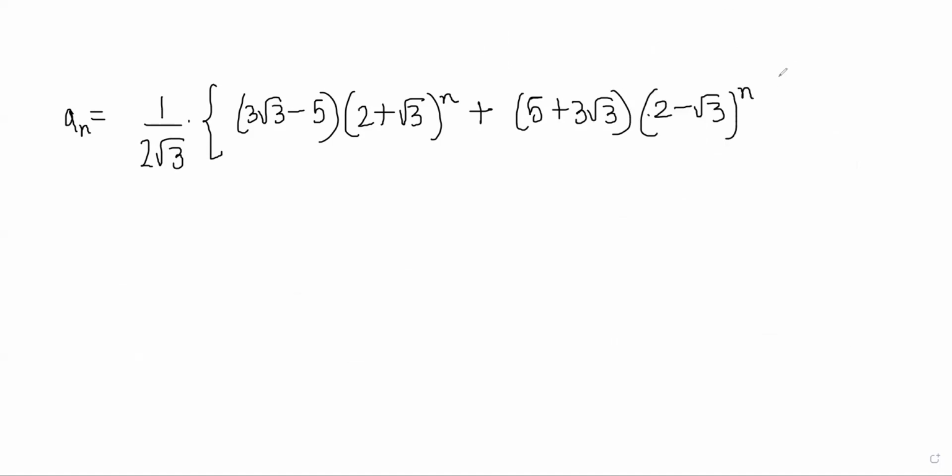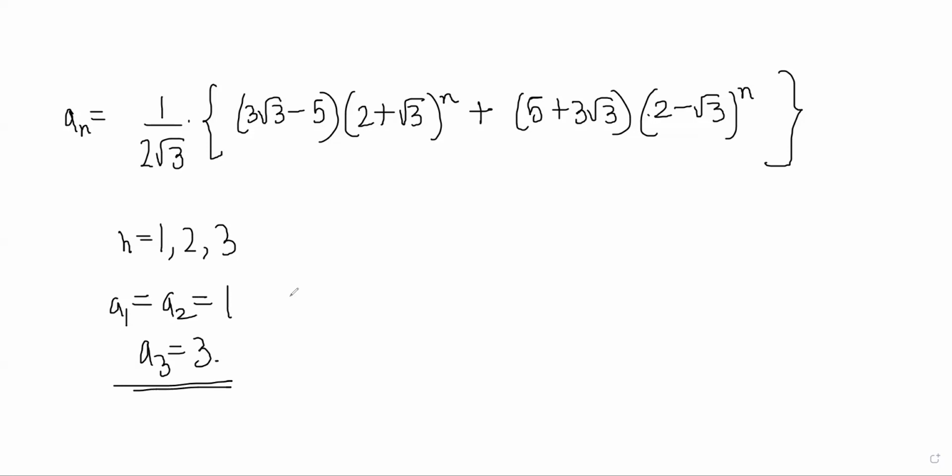In order to check whether the theorem that we learned was valid or not, you can just put n equal to 1, 2, 3. You should get a1 equal to a2 equal to 1 and a3 equal to 3. You can even put higher terms and check whether it fits the initial recurrence that we have. You will realize that it does fit. Okay, so we have gotten this one. Let's move on to the next question.